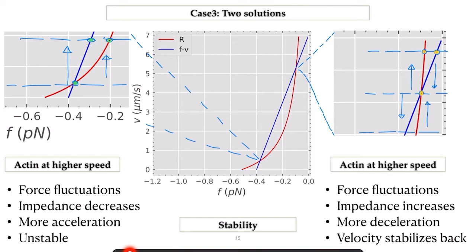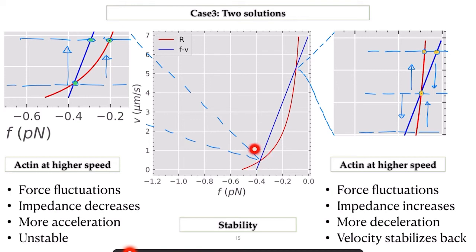At each speed, due to force fluctuations experienced by the actin filament, sometimes the speed can go up or can go down. At this high speed, if the speed goes up, the impedance increases, causing the filament to decelerate and go back to the initial velocity. If the speed goes down, the impedance decreases, causing the filament to accelerate and still go back to the initial velocity. This is a stable solution.